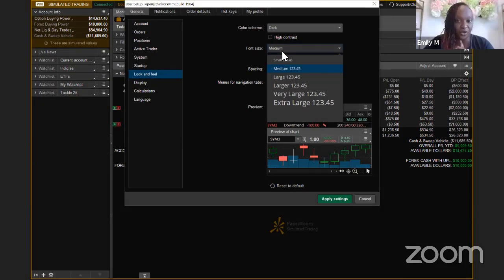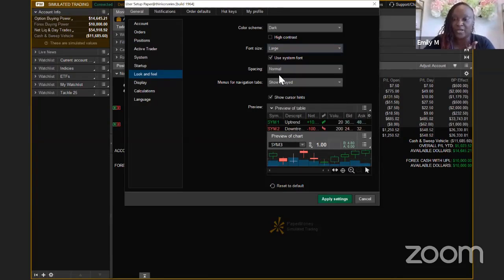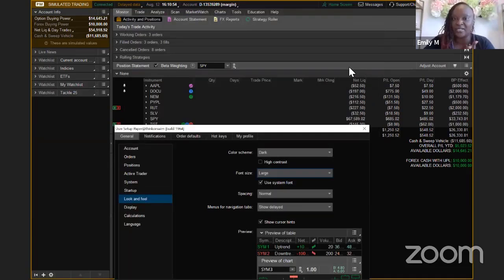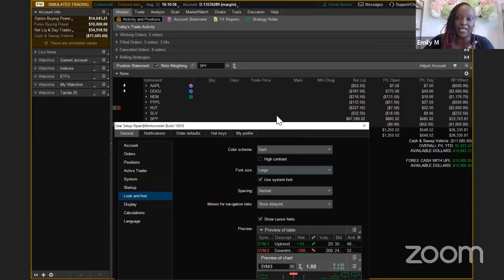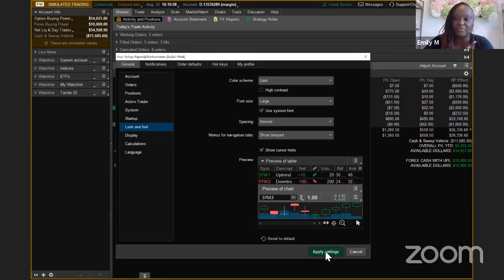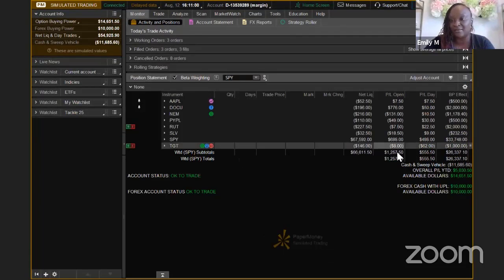I think the default might even be small. But you can change it to whatever you want, so that you can make sure you can see everything clearly. I like mine at large. So when I change it, look and see how much it makes a difference. Look at the current font and size right now. And when I change it to large, look at how much it makes a difference. Now you can actually see the numbers properly.